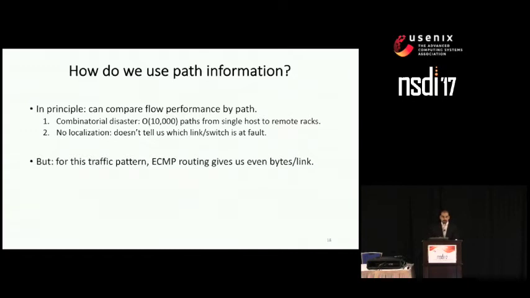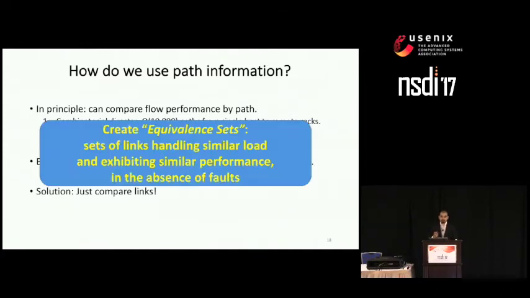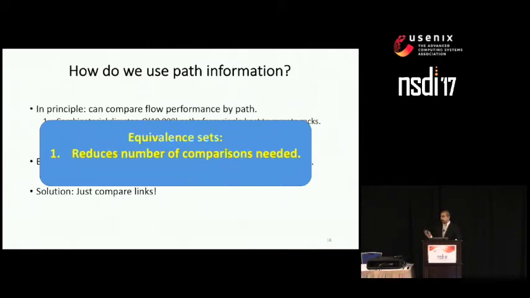Helpfully, however, for this traffic pattern, ECMP routing inside the network gives us not only an even distribution of flows per link, but also an even distribution of bytes per link. So we can just compare the links directly. So we define something called an equivalence set, a set of links inside the data center that handle nominally similar load and exhibit similar performance in the absence of faults. And this gives us 2 benefits. The first is it reduces the number of comparisons we need from on the order of tens of thousands to on the order of a few hundreds. The second is, by definition, it'll pinpoint a fault to the specific location.